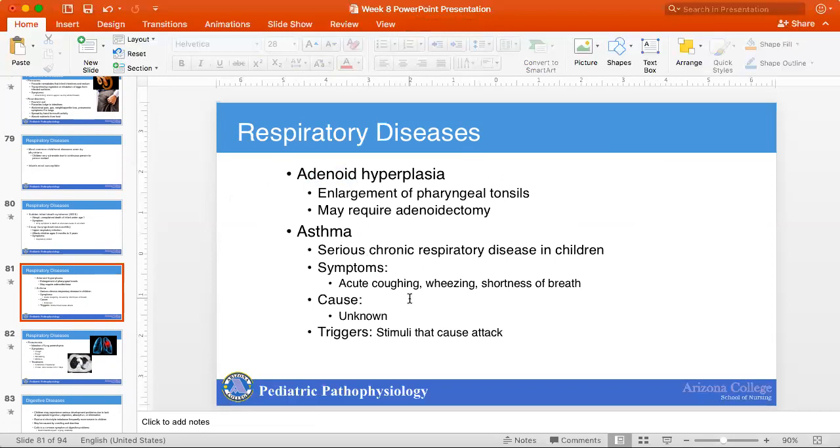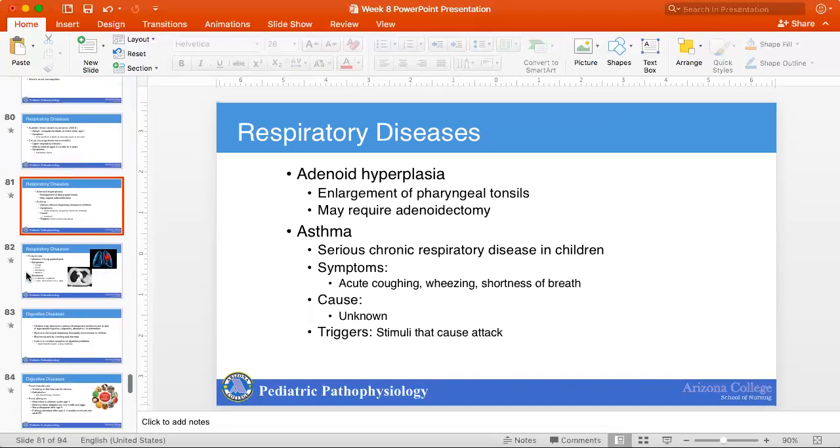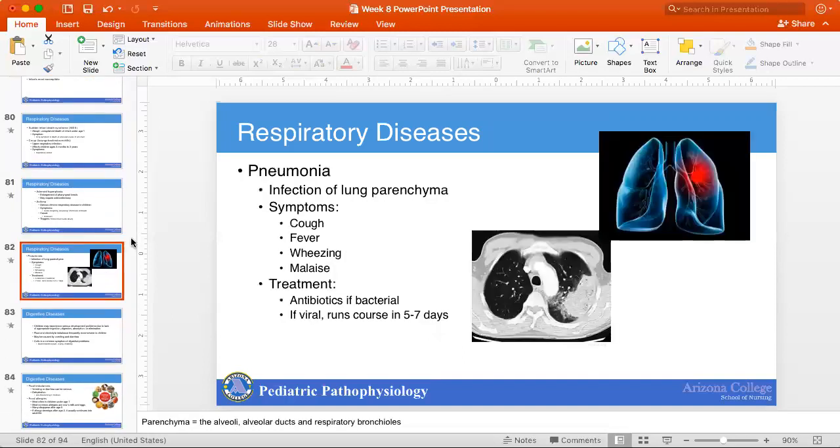Asthma is a serious chronic respiratory disease in children. Symptoms are acute coughing, wheezing, and shortness of breath. The triggers are some sort of stimuli. Sometimes it could be exercise related, or could be pollution, something inhaled, or it could be exacerbated by stress. Pneumonia is an infection of the lung parenchyma, or the functional part of the lung. Symptoms are cough, fever, wheezing, malaise. Treatment would be antibiotics if bacterial, and if viral, it will just run its course within 5 to 7 days.